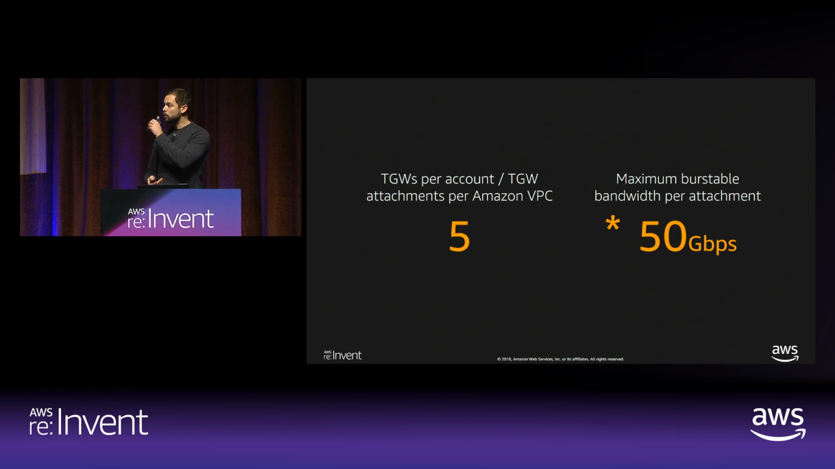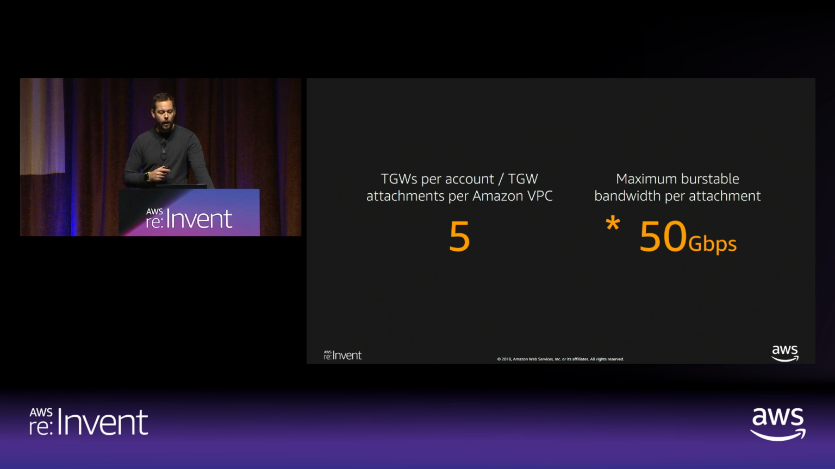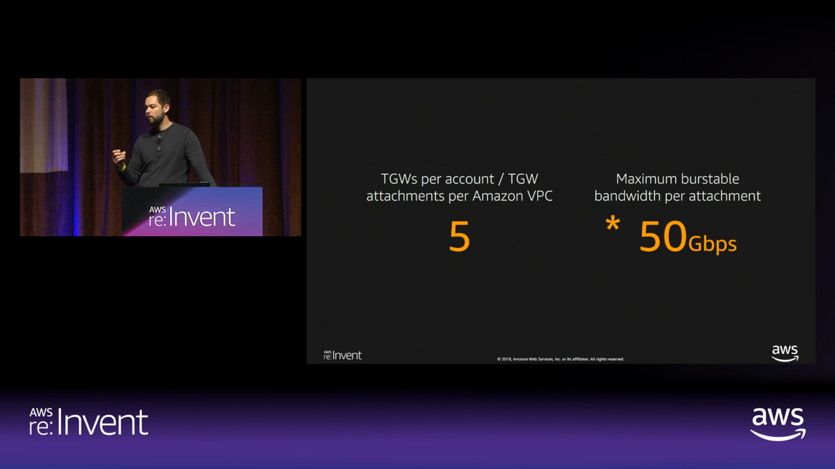Okay, so some more numbers here. Actually, I see a star there. We'll disregard that in just a second. TGWs per account. So you can have 5 TGWs per account, and TGW attachments per VPC. So a single VPC can be attached to 5 TGWs. Pretty awesome. The maximum burstable bandwidth per attachment is actually 50 gigabits per second. So if you're talking from VPC to VPC, you can burst up to 50 gig, which is pretty amazing.